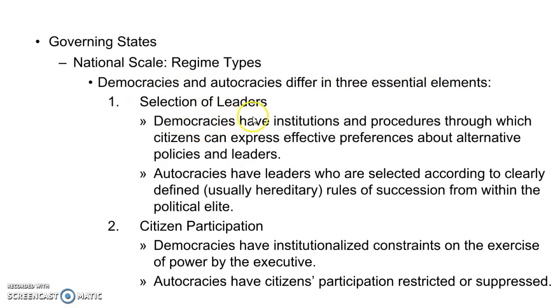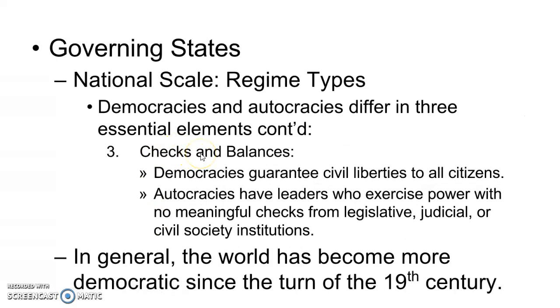Democracies have institutions and procedures through which citizens can express effective preferences about alternative policies and leaders. However, autocracies have leaders who are selected according to clearly defined rules of succession. Right? We don't have succession here. That is an autocracy. All right. Citizen participation, you guys can read into this a little bit more here. And then the third is checks and balances.